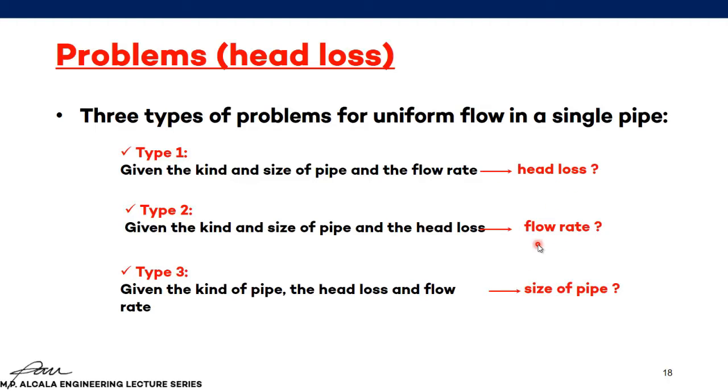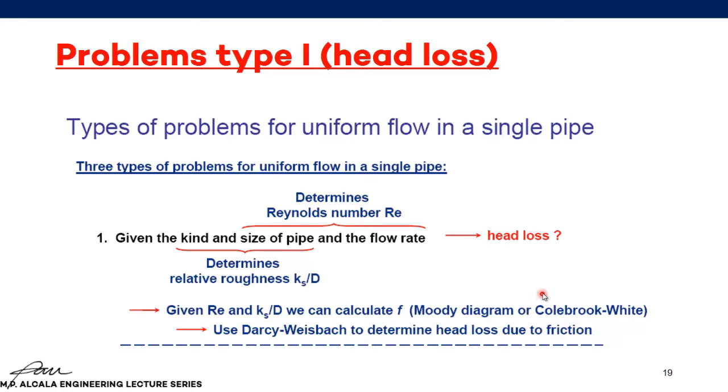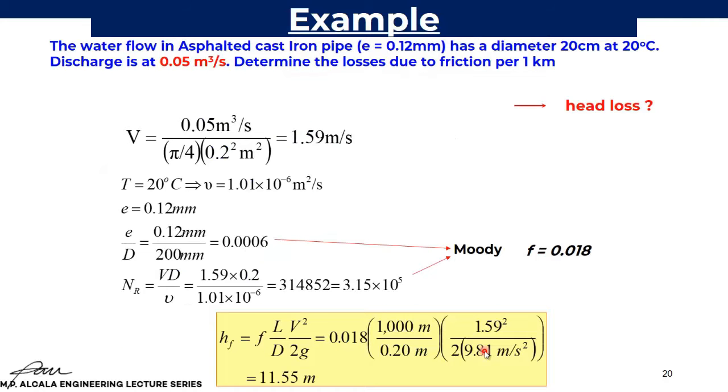For your flow rate, essentially you need to have the velocity. Area multiplied by velocity is your flow rate. Finally, for your size of pipe, this is essentially the diameter of the pipe. Okay? So for type 1, given the kind and size of pipe and flow rate, we are to identify the head loss. This is very basic. We just use the equations and, of course, the Moody diagram. So example number 1.